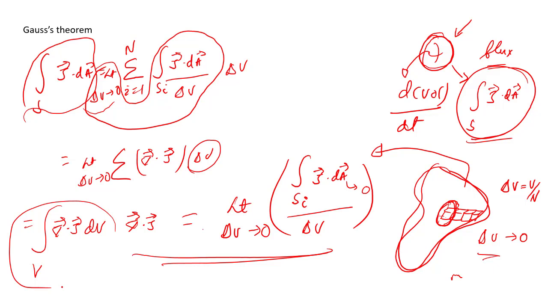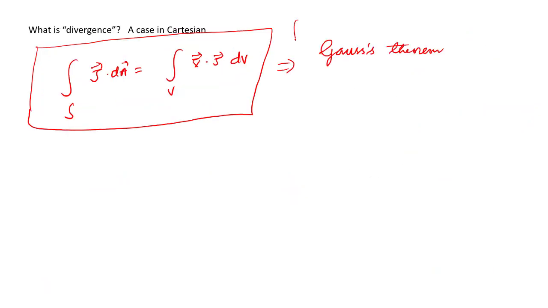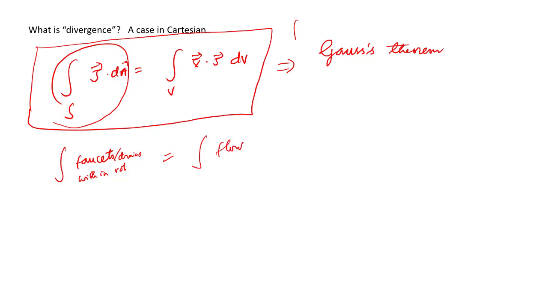As it is in the textbook, you can think of it this way: this part is telling me the integration over faucets within the volume. If there are more faucets, there is net flow outside. So you're looking at the faucets, or drains, or sinks within the volume, and then at how many people are entering and how many are going out, to get the net flow through the surface.